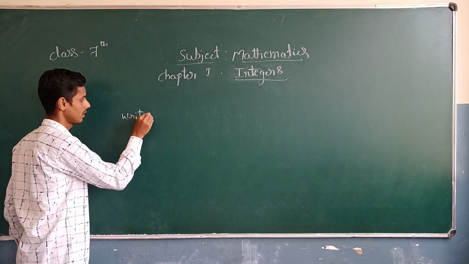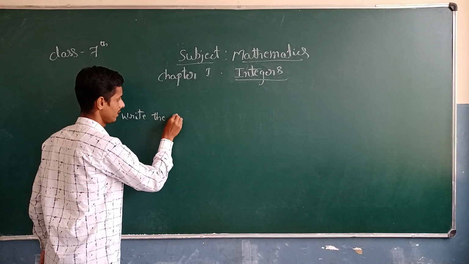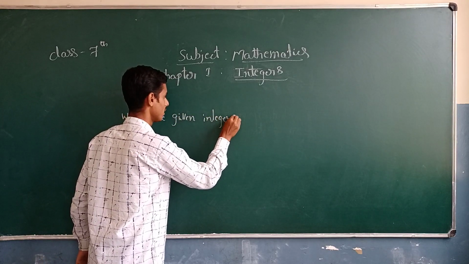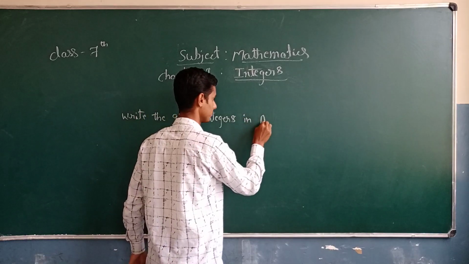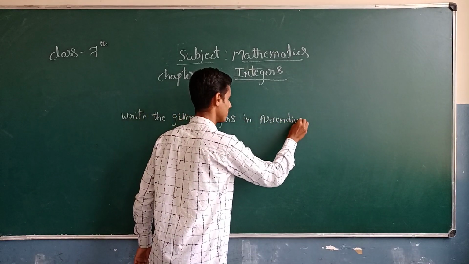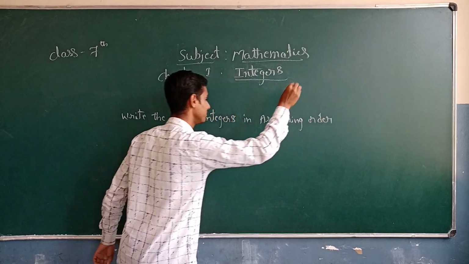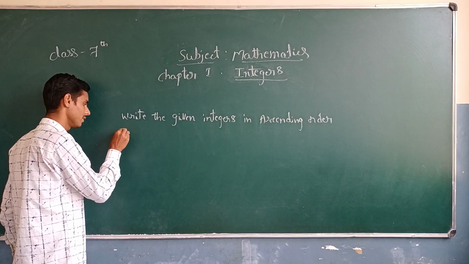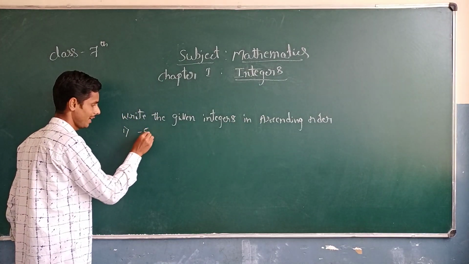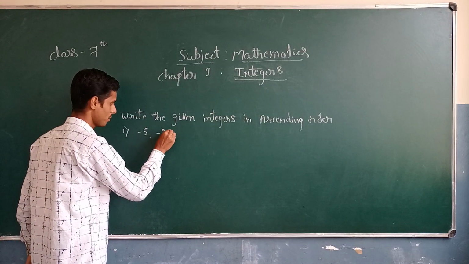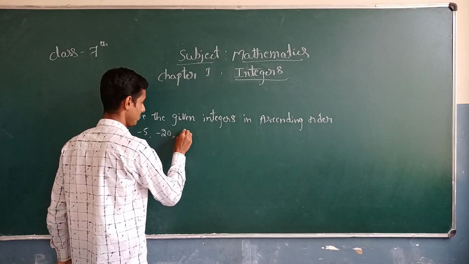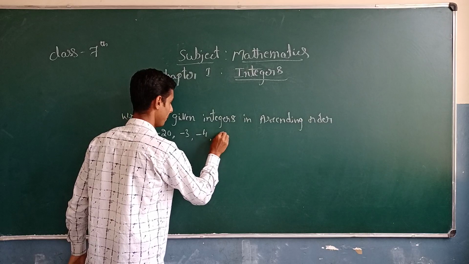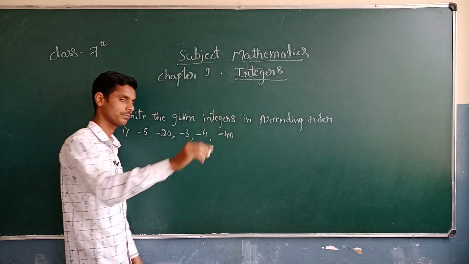Write the given integers in ascending order. Write the given integers in ascending order. First one, minus 5. Minus 20, minus 3, minus 4, minus 40. Okay?